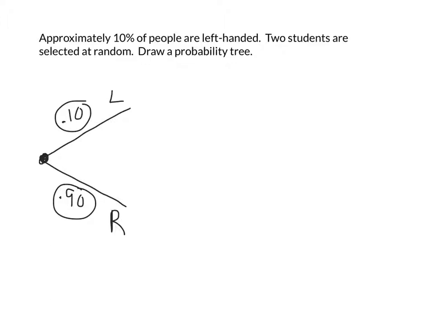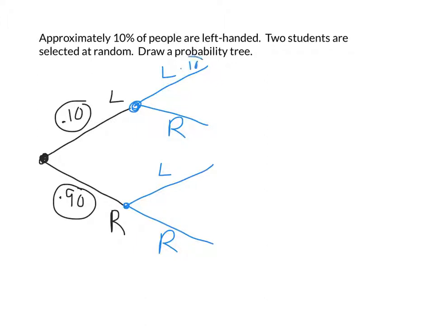Now our next set of branches, based on the first student, the second student could be either left or right-handed. And if the first student was right-handed, the second student could also be left or right-handed. And our probability with our left-handed is still 10%. These events are independent. 10% and 90%.